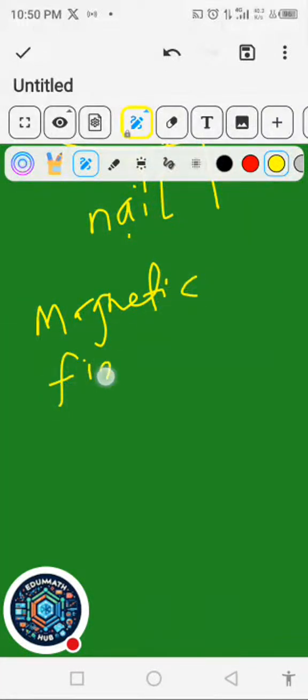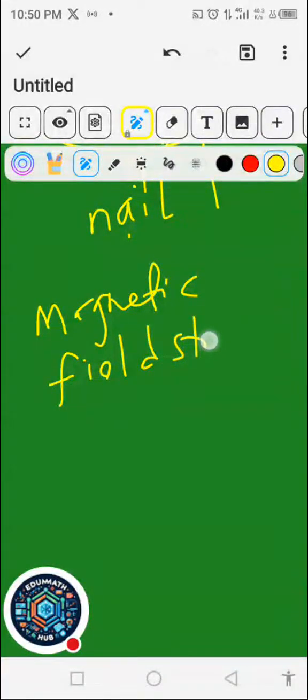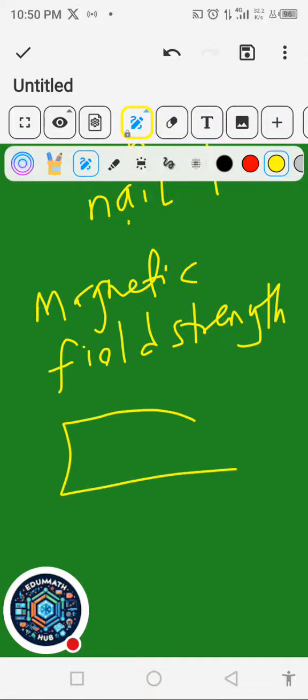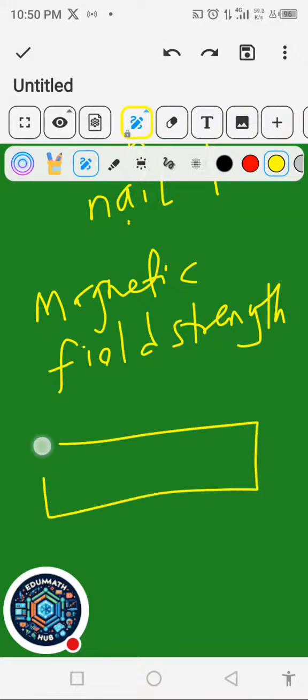Magnetic field strength. This one means it's a point, okay, which is a measure of the force on the north pole of a magnet. Okay, a point which shows the force on the north pole of a magnet. That's what's called magnetic field strength. It tells you how strong the magnetic field is.